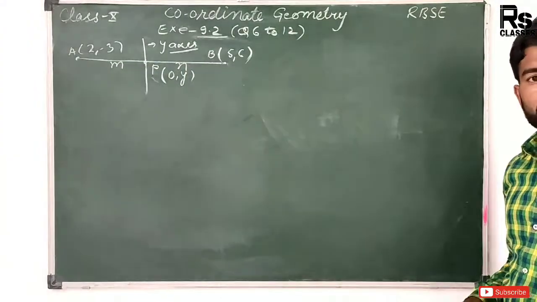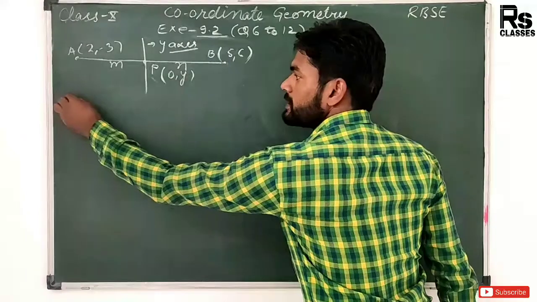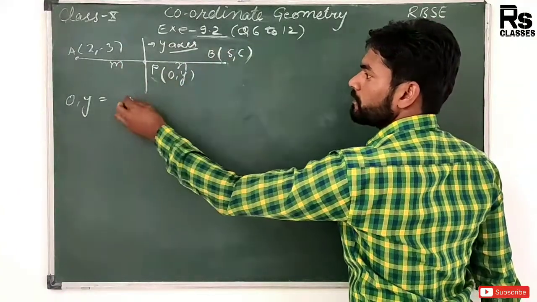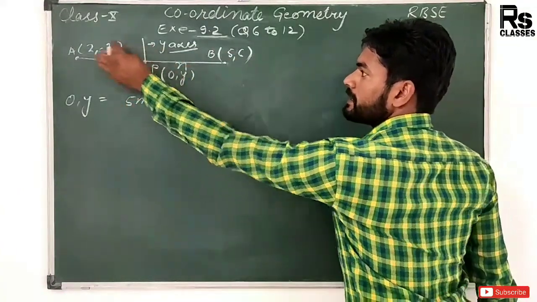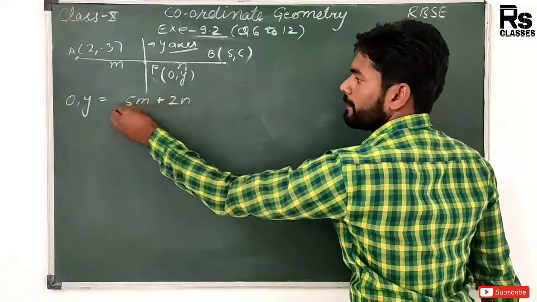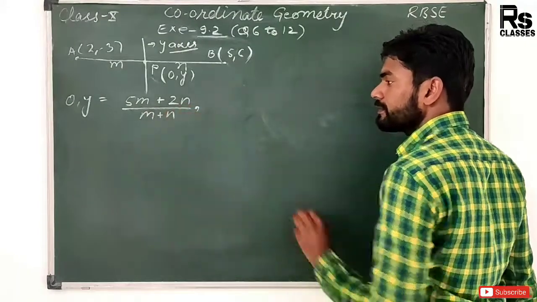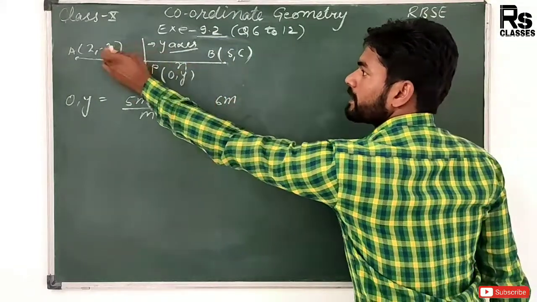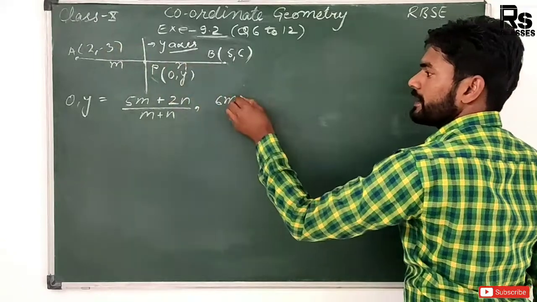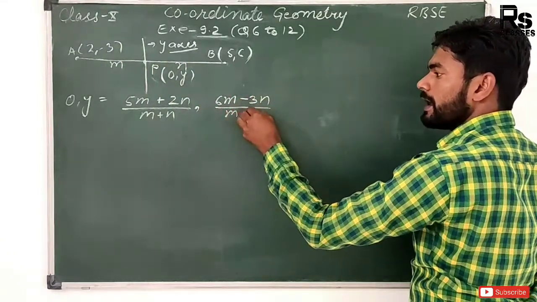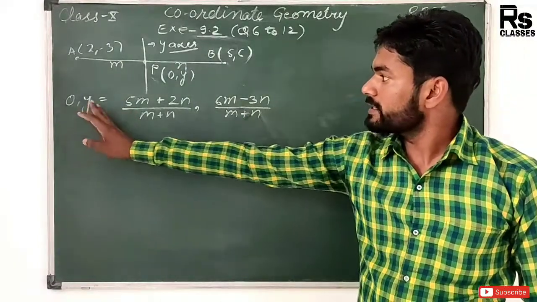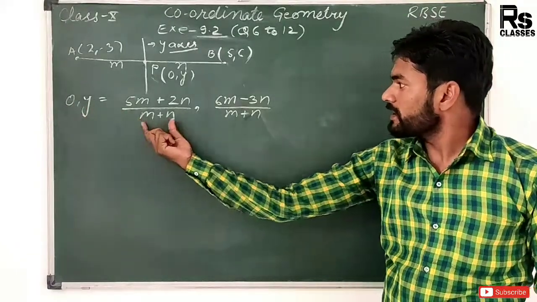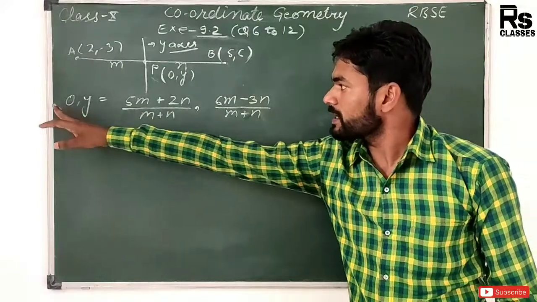It is given that AB is divided by the point P in ratio m. So I am using the section formula: for this point 0, y is equal to (mx2 + nx1)/(m + n), that is (5m + 2n)/(m + n), comma, (my2 + ny1)/(m + n), that is (6m - 3n)/(m + n). On either side of the equal symbol, the values represent x and y, so we can compare x with x and y with y.